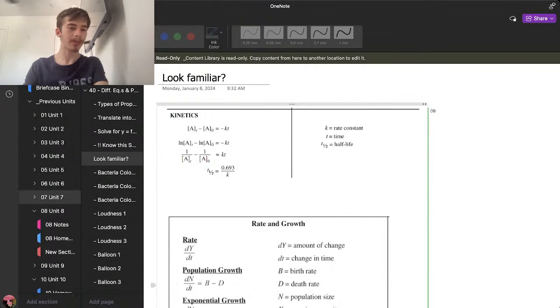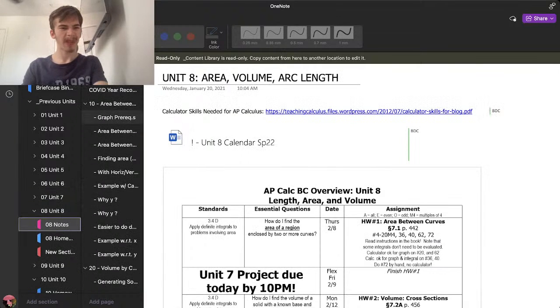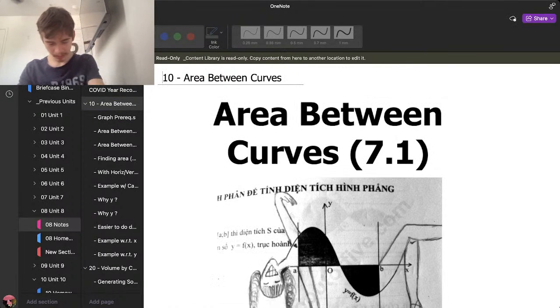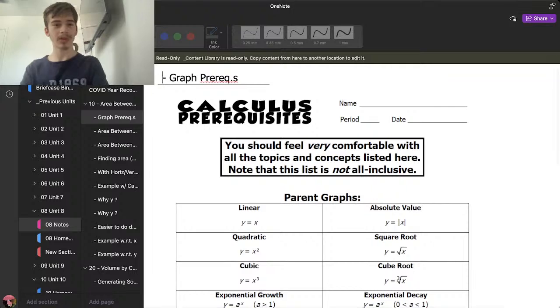The Riemann sum, the integral definition or whatever. Yeah. No triple, no quadruple derivatives on the test.